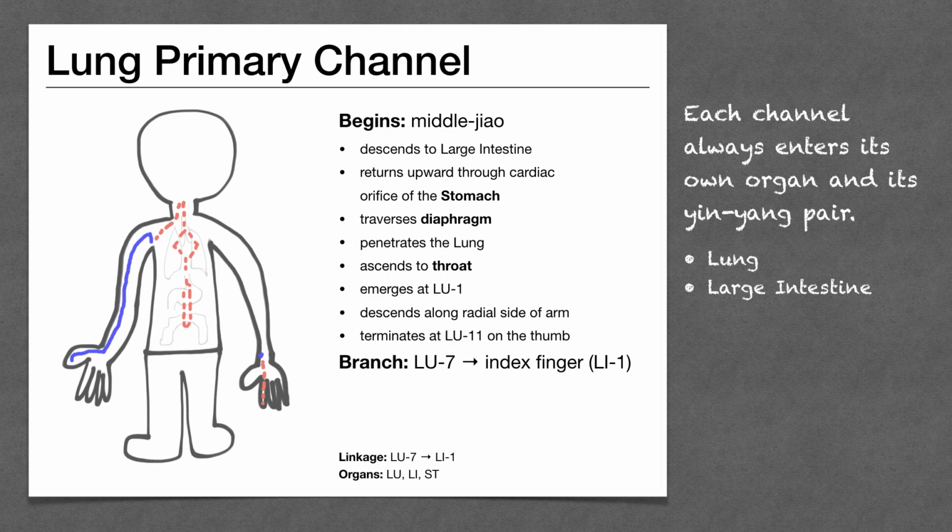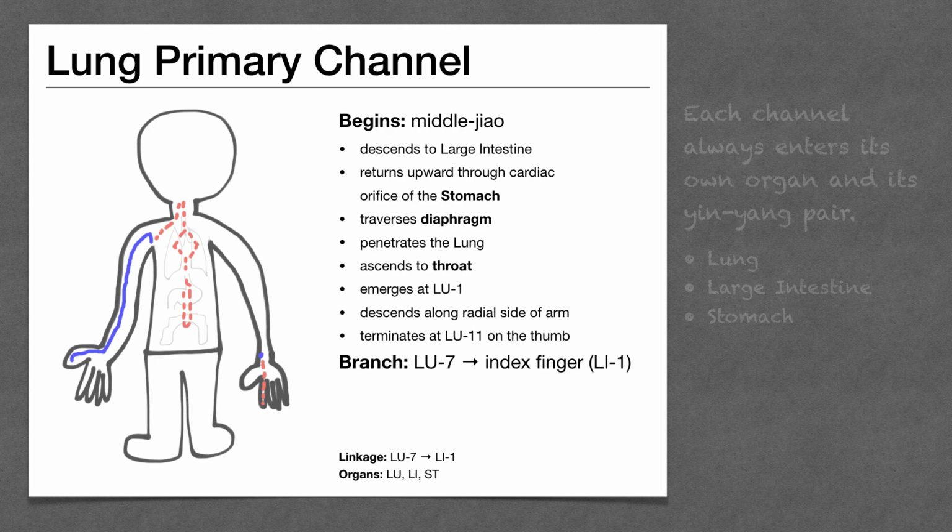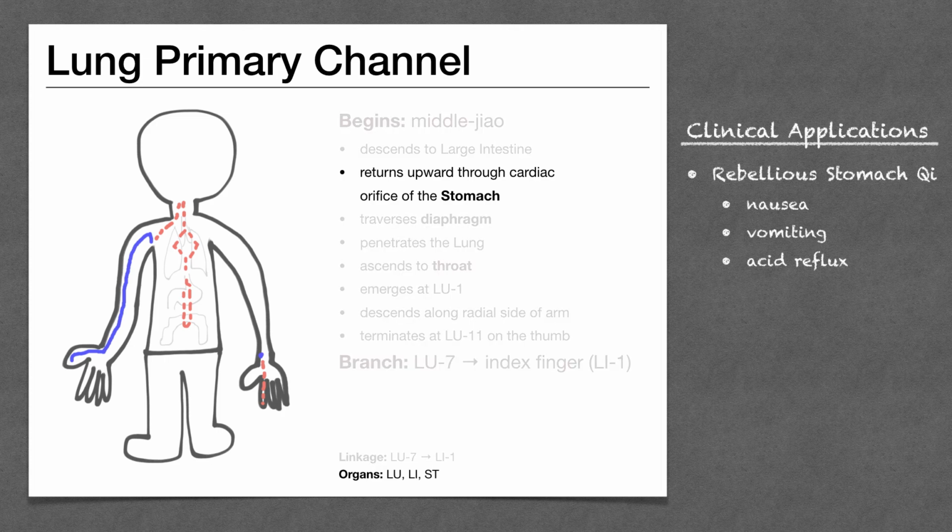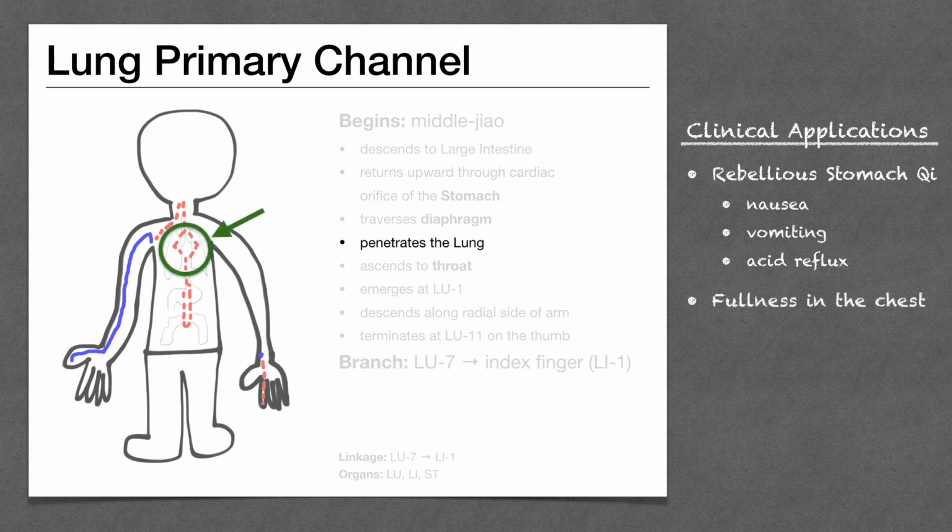But what we want to pay attention to is if the channel connects to any additional organs. So here we see the lung channel traveling through the stomach organ. So this lets us know that we can select points on the lung channel to treat certain stomach conditions, such as nausea, vomiting, and acid reflux. Next, we see the channel making this nice diamond shape across the chest. So when we get to the point functions, we're going to see points that can treat things like fullness in the chest or heart pain, because this is where the channel pathway travels.